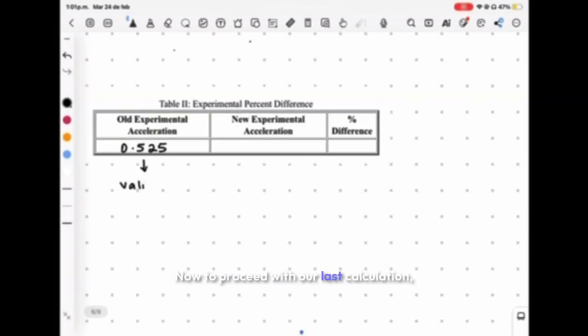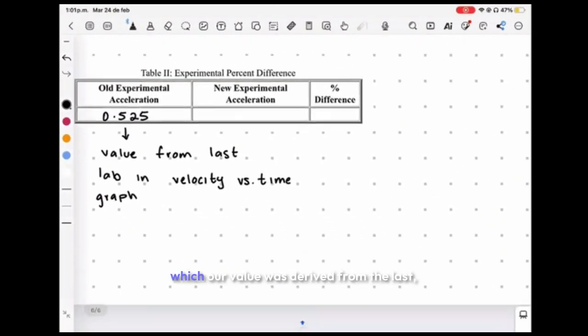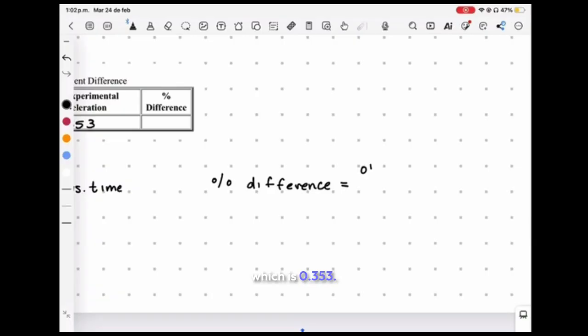Now, to proceed with our last calculation, we annotated in our chart the old experimental acceleration, which was 0.525, and this value was gotten from the last lab, from the velocity versus time graph. Then for our new experimental acceleration, it's the one that we calculated previously, which is 0.353.